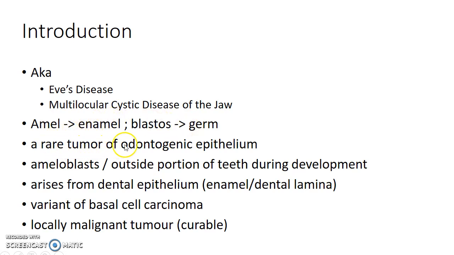It is a rare tumor of odontogenic epithelium. Odonto means relating to tooth. It arises from the ameloblast or outside portion of teeth during development. To be clear, ameloblastoma arises from dental epithelium. It can either be enamel or dental lamina. It is thought to be a variant of basal cell carcinoma. It is a locally malignant tumor. Remember, it is curable.